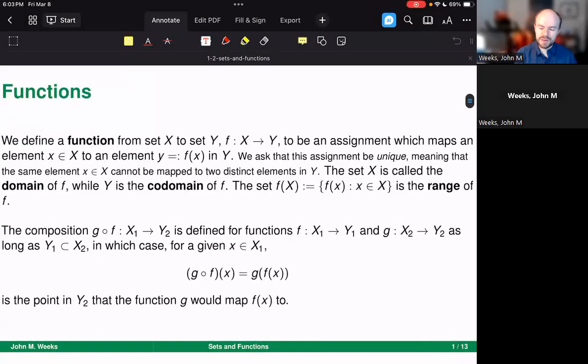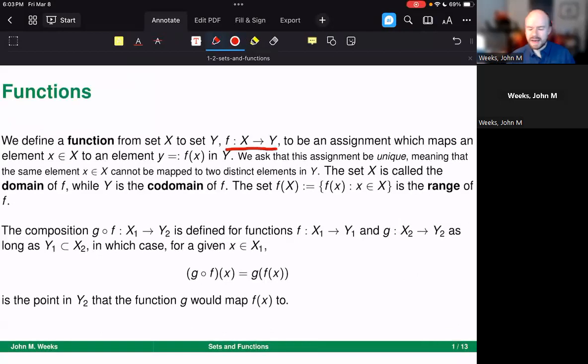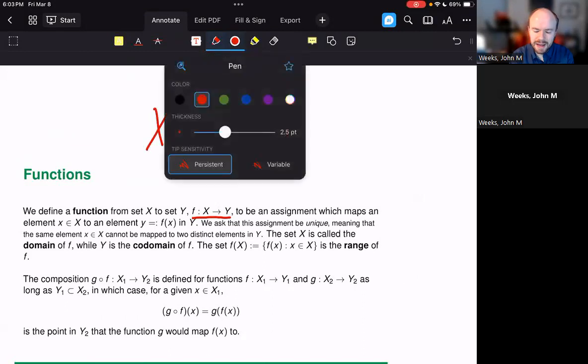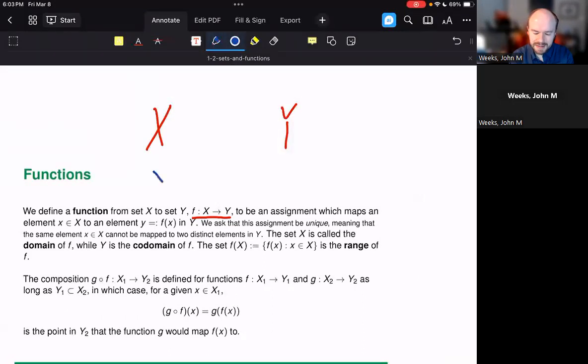We define a function from a set X to a set Y, and we write it like this, to be an assignment which maps an element x in the domain set X to an element y, which we say is equal to f of x, in the set Y. Our general picture of this is that you have a set X and a set Y, and you're taking an element x that gets mapped through f, and what it spits out is y. f accepts an input from the domain and then gives an output, which is an element inside of the codomain. Here, the codomain is the set that our function is heading towards.